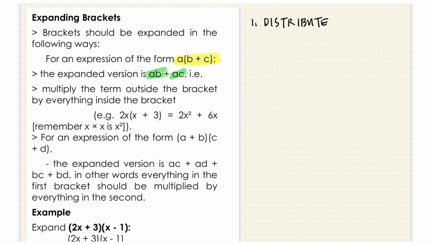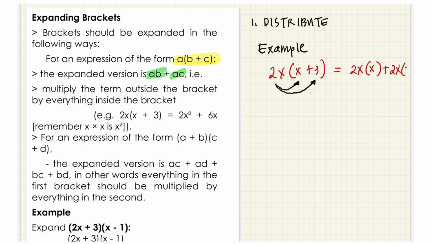Now let's have an example here. If we have 2x times x plus 3, using the first step, we distribute. We distribute the one outside the parenthesis to the one inside the parenthesis. So our expression becomes 2x times x plus 2x times 3.